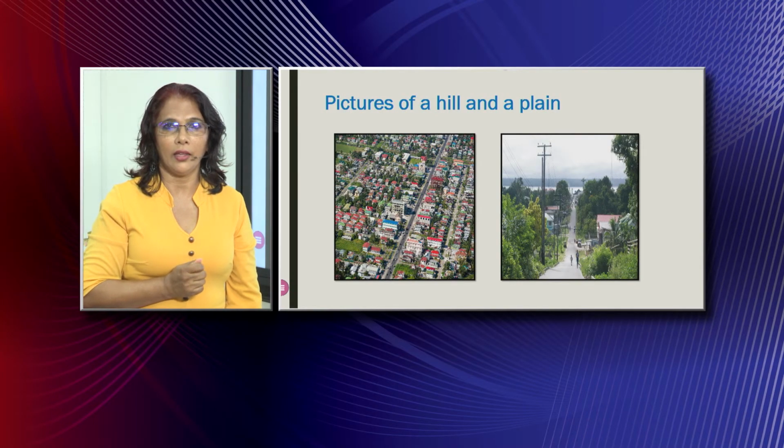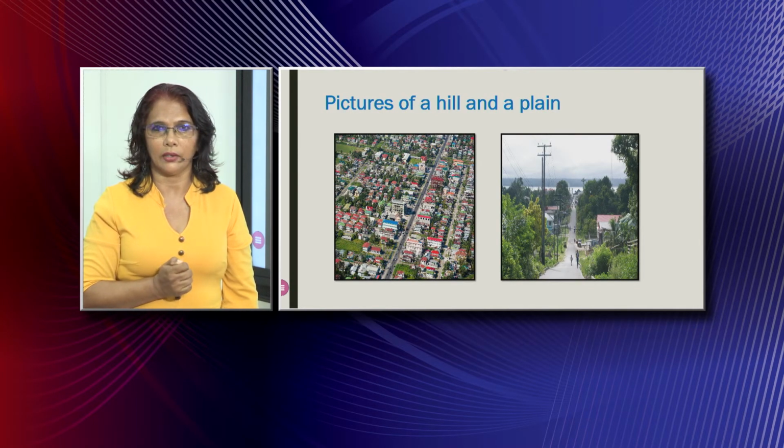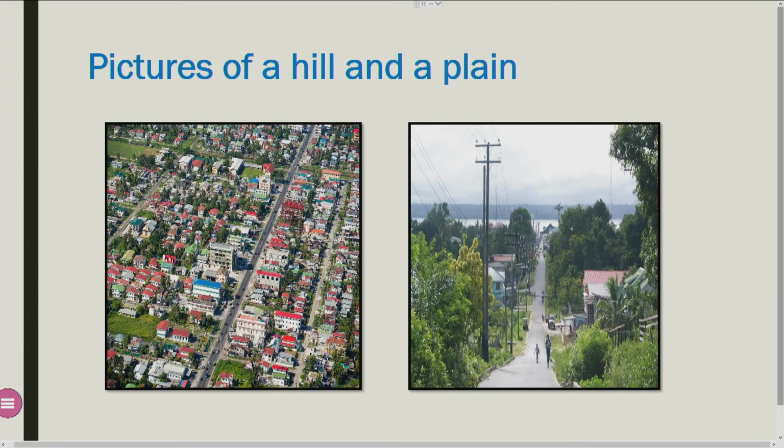Pictures of a hill and a plain. Now, the plain is where you can see all those houses, and the land seems to be flat. There are no hills. And in the other picture, we can see the hill where children are. They're either going up or down, but it is sloping like this.